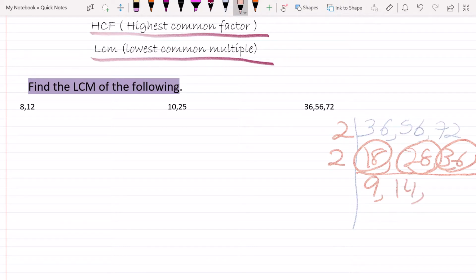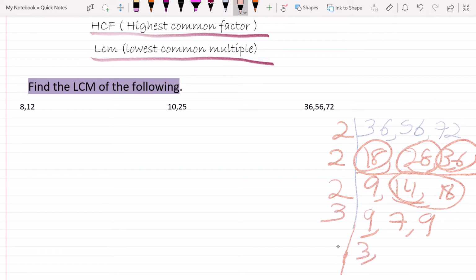18 divided by 2 is 9, 28 divided by 2 is 14, and 36 divided by 2 is 18. So here we can again divide by 2 because 14 and 18 are divisible by 2. 9 divided by 2 we cannot, so we'll write it down as it is. 14 divided by 2 is 7 and 18 divided by 2 is 9. Now, is there any factor that's divisible by 9, 7, or 9? Yes, it is the 3. 9 divided by 3 is 3. 7 divided by 3 is 7, and 9 divided by 3 is 3.